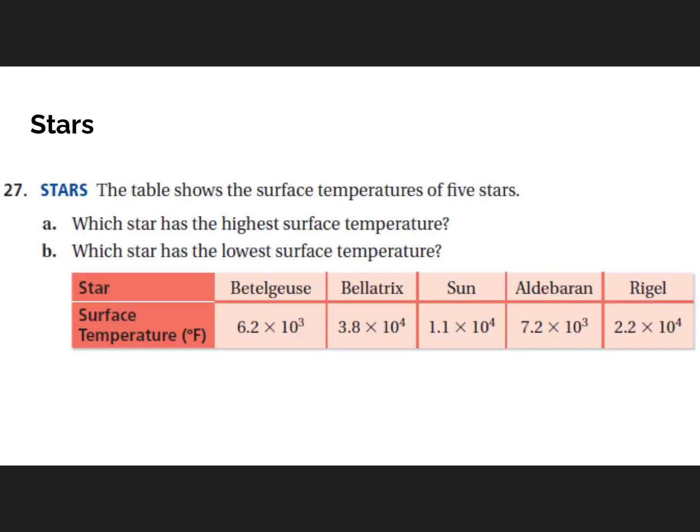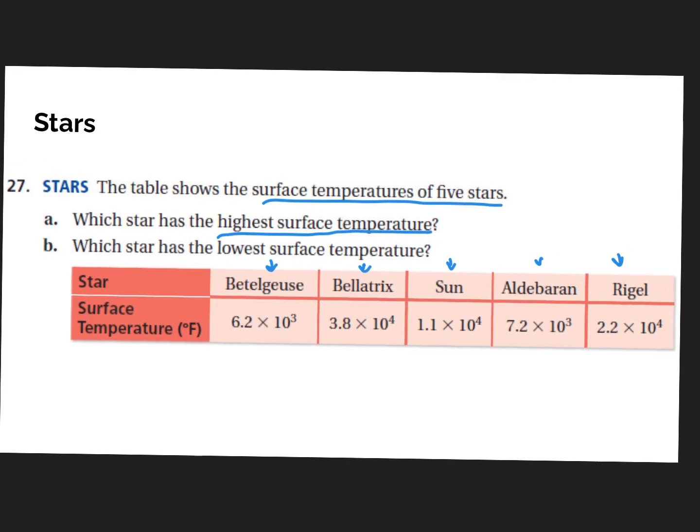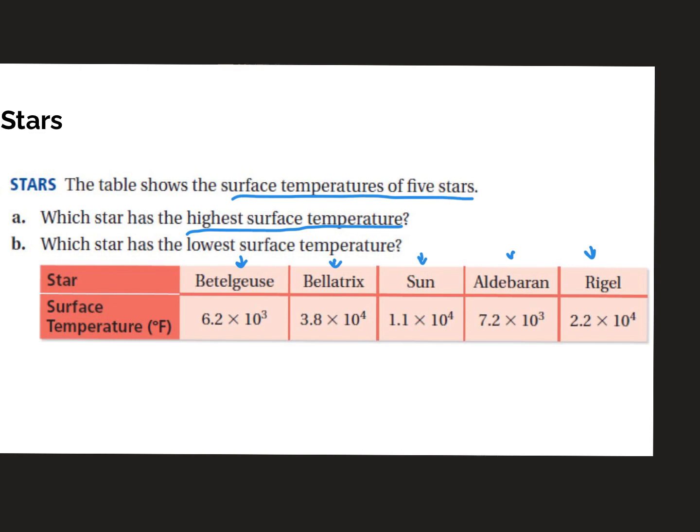So let's look at this last one. Stars. The table shows the surface temperature of 5 stars. So you see we have Betelgeuse, Bellatrix, the Sun. Remember, the Sun is a star. Aldebaran, and Rigel. Which star has the highest surface temperature? So we are comparing these numbers. Which one is highest? Remember, highest is going to be our greatest temperature.